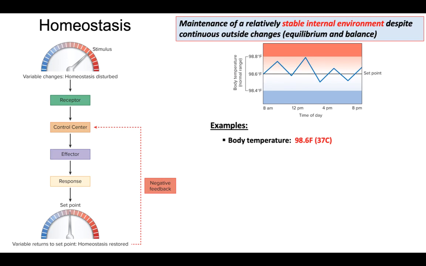But it can go up and down a little bit, right? It'll go up a little bit when you go outside and it gets hot out, or it'll go down a little bit when you jump in a cold lake. But we want to keep it relatively stable. So it can go up and down, but as long as it doesn't stay high for too long or go low for too long, we're in good shape. So think of equilibrium or balance or stability.